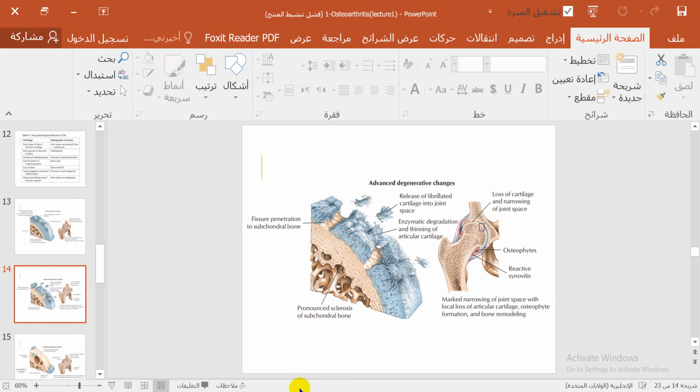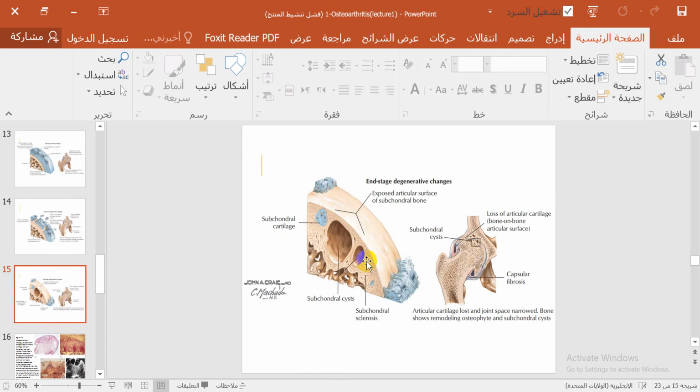Here, advanced OA changes lead to the destruction of the articular cartilage and exposure of subchondral bone. Here, the subchondral bone is eroded, and there is narrowing of the joint space. You see it, advanced degenerative changes. The articular cartilage is lost, and the joint space is severely narrowed, showing remodeling, osteophyte and subchondral cyst formations.